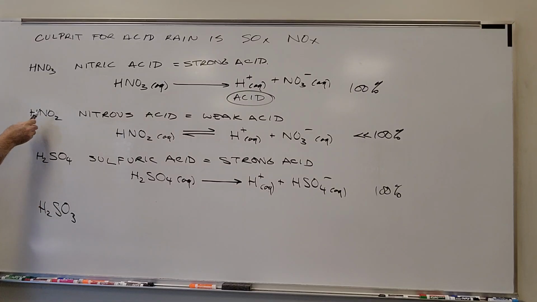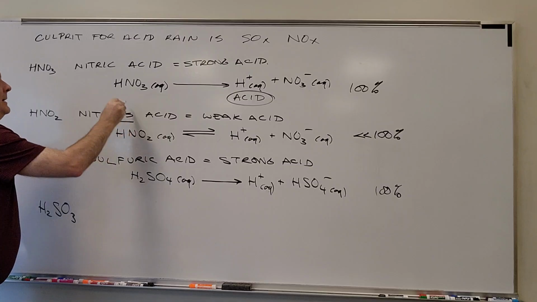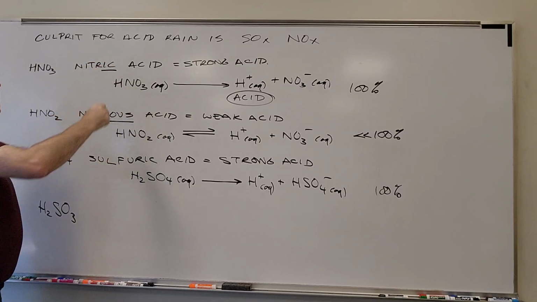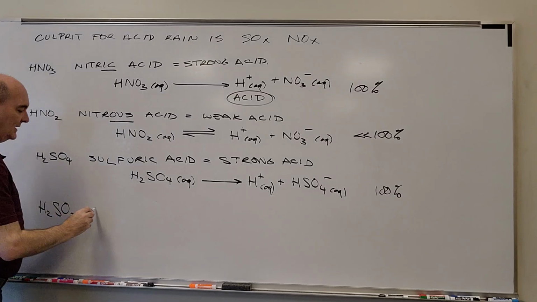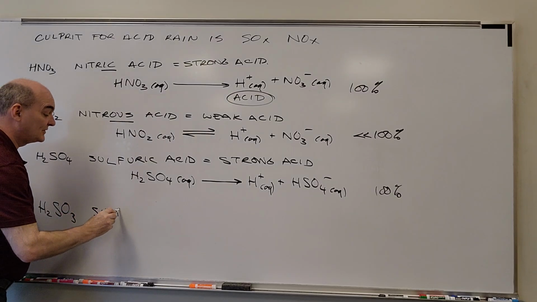The difference between nitrous and nitric is one oxygen. The number of hydrogens is the same, the number of nitrogens is the same, but the number of oxygens is one less. "-ous" means less than "-ic." "-ic" means more than "-ous." So this is now sulfurous acid.